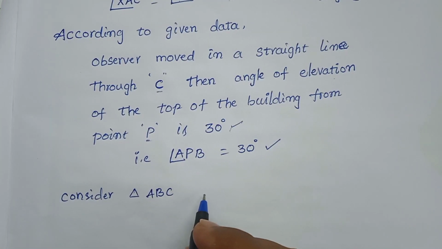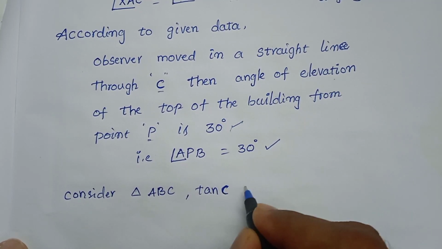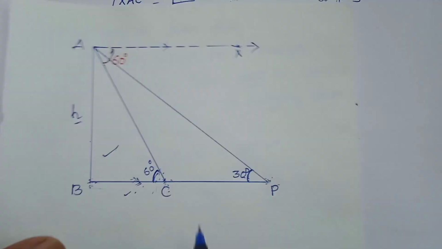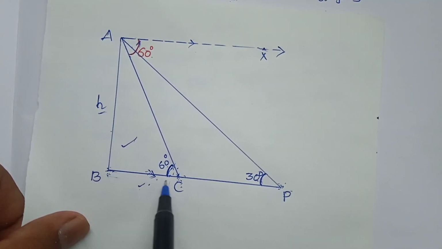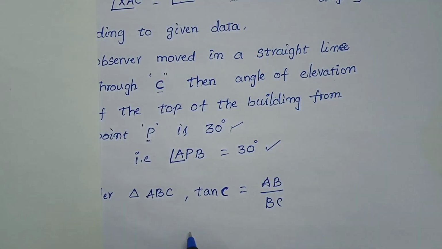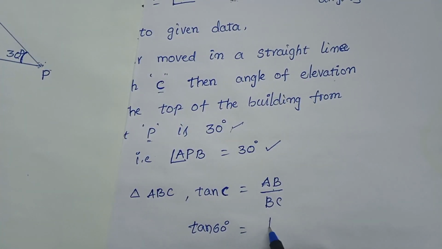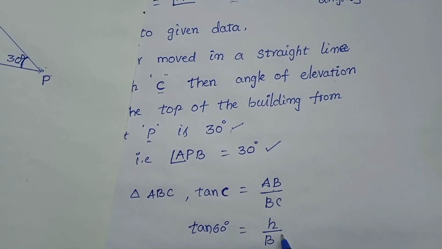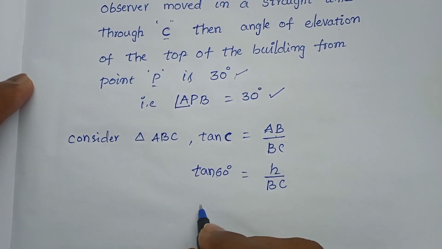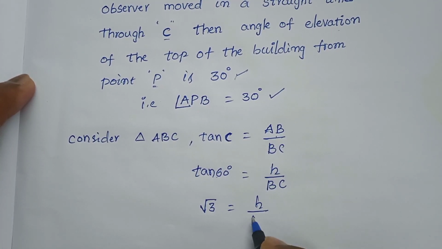So in triangle ABC, what is tan 60 degrees, that is tan C? Tan C is AB by BC. See, for 60 degrees the opposite side is AB and the adjacent side is BC. The value of C is 60 degrees. So tan 60 degrees is equal to AB, which we took as H, by BC. Now taking the value of tan 60, which is root 3, root 3 is equal to H by BC.